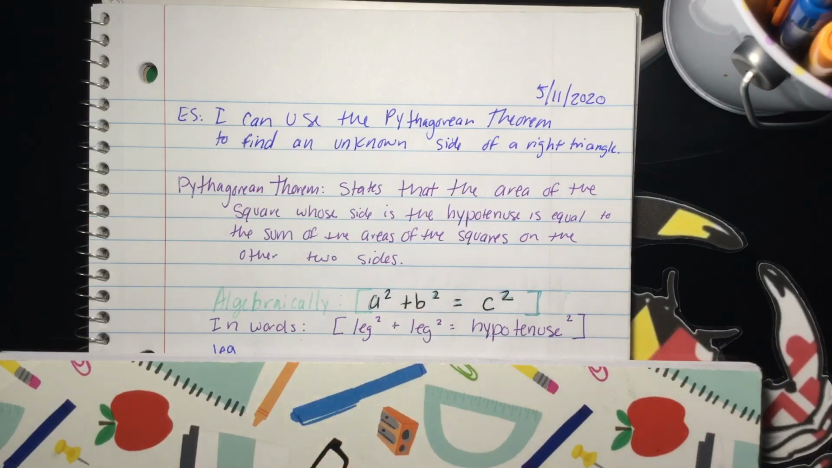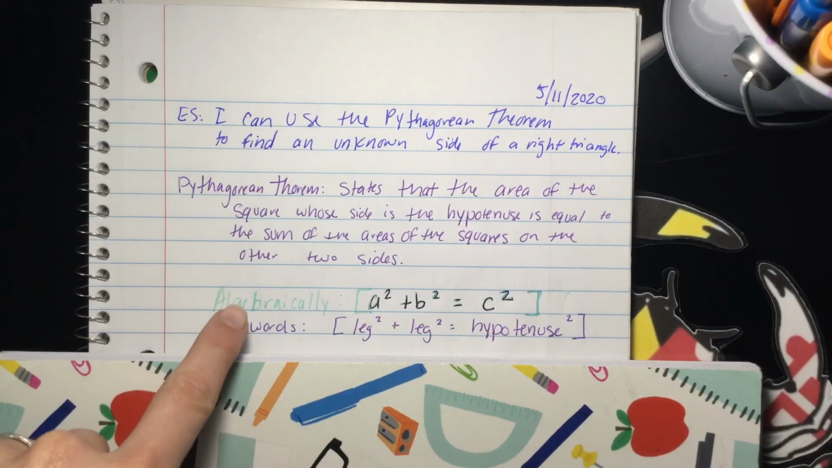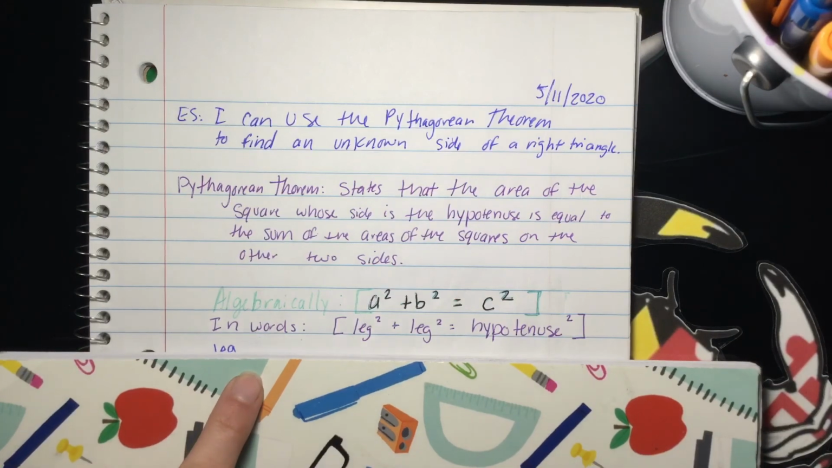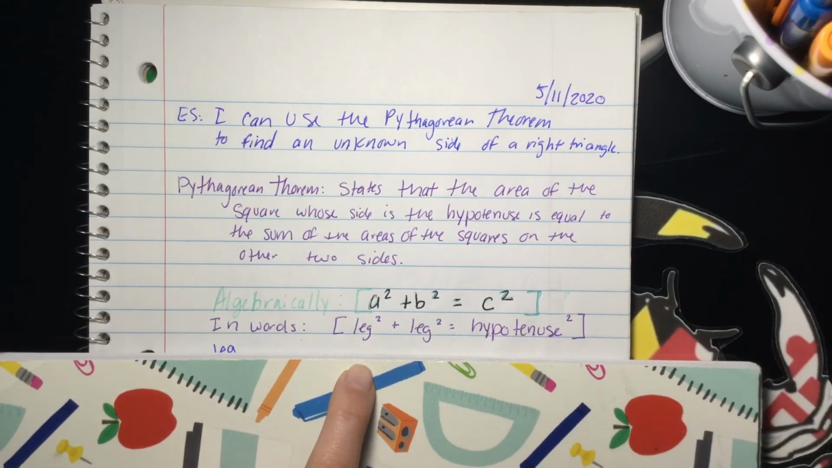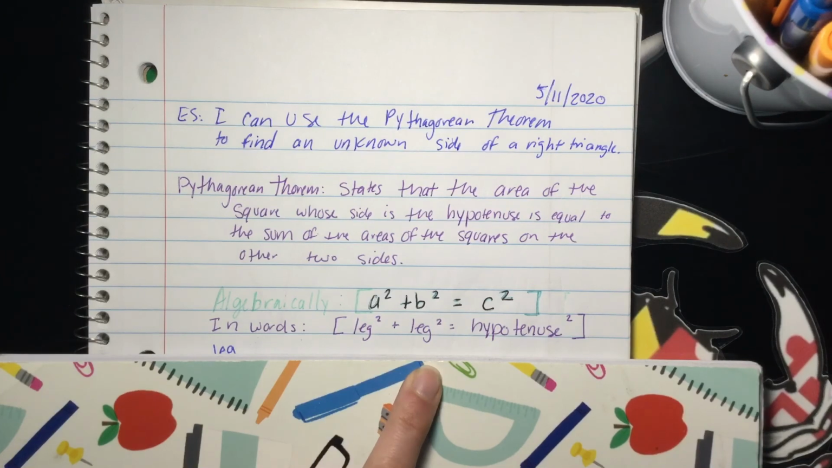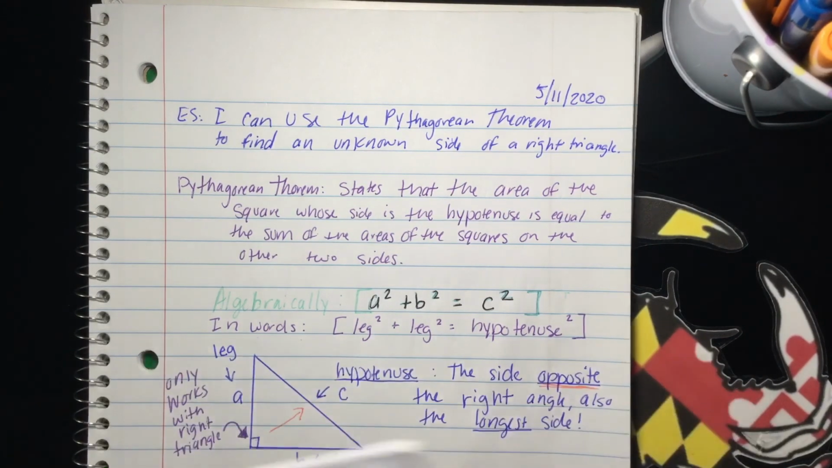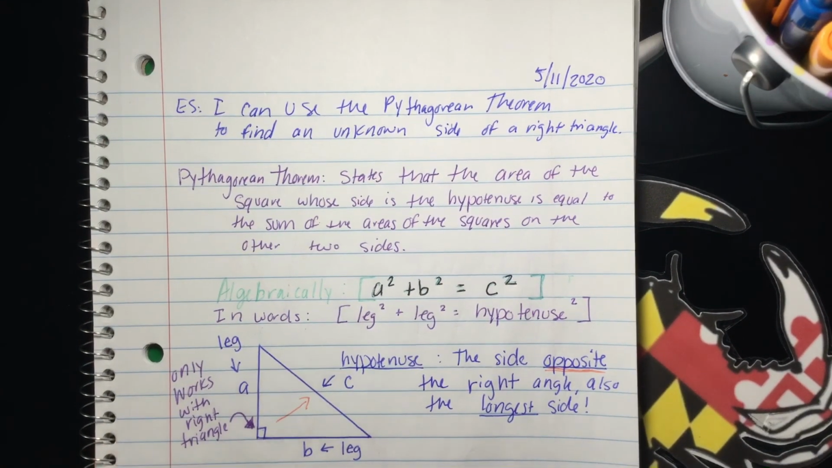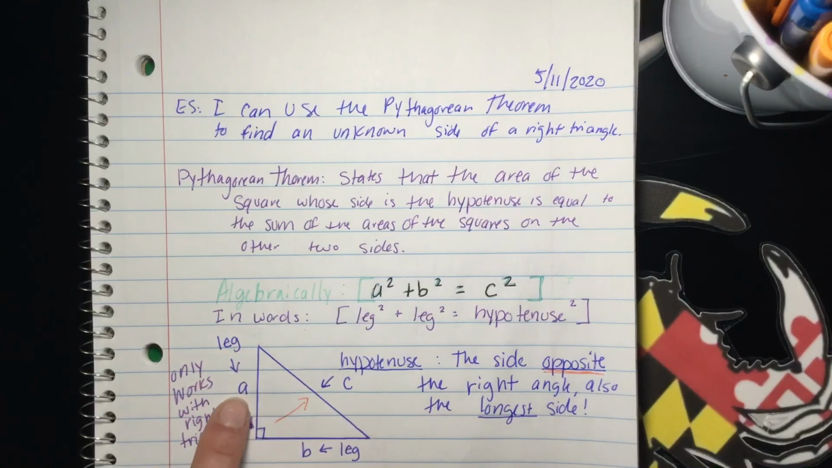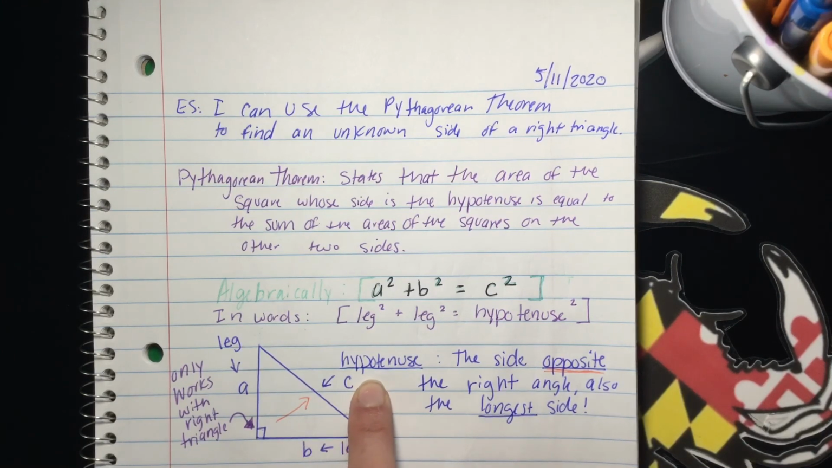But that's what the Pythagorean theorem states algebraically. That's what we're going to be working with. In words, it means leg squared plus the other leg squared is going to equal the hypotenuse squared. And if you look at the diagram, which is probably the most sufficient way to explain it, you have this first leg right here, and we square that, plus the second leg right here, and we square that, is going to equal the hypotenuse squared.